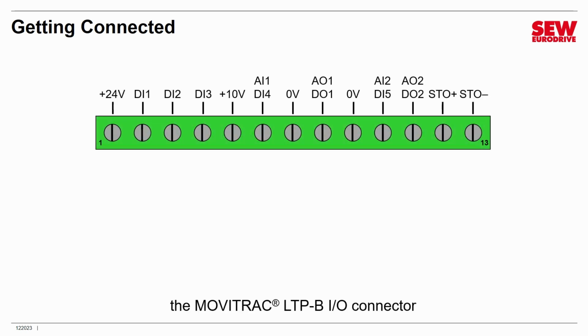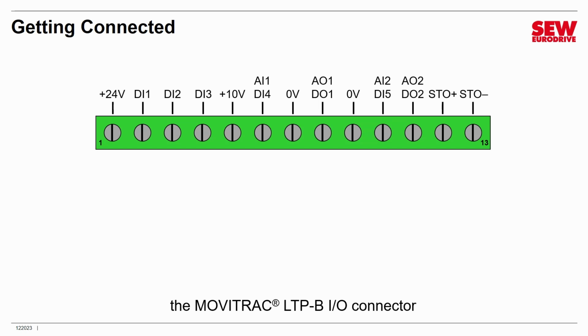So let's talk about getting connected. You do the majority of your connections right here on the MOVITRAC LTP-B I/O connector, which is right on the front. Or if you have one of the high IP rating units, it's inside. We're going to go over the different signals and talk about the requirements for making connections to them. Let's begin by talking about the power supplies available on this connector.